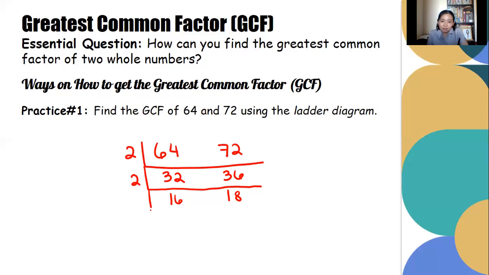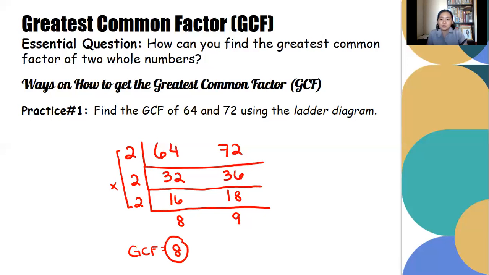Surprisingly, we can still divide. So go ahead and write another step of the ladder. Then 16 divided by 2, as their common factor, is 8. 18 divided by 2 is 9. 8 and 9 now don't have any common factor. So get the product of all the numbers at the side. So we have 2 times 2 is 4, times another 2 will give you the GCF of 8. So this is now our answer.